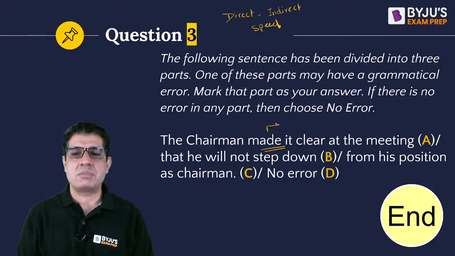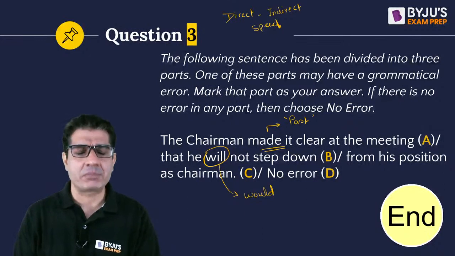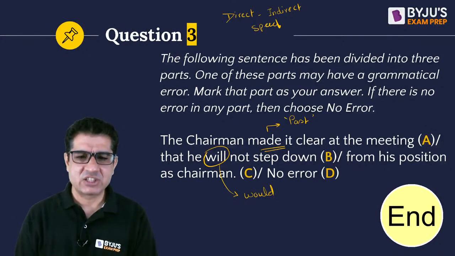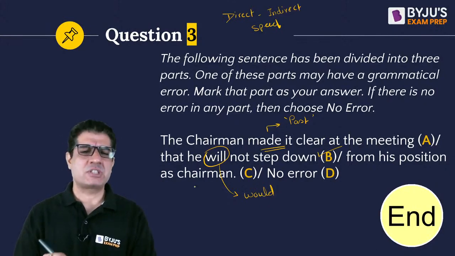So we are talking about the past. So instead of will, it should be would. The chairman made it clear at the meeting that he would not step down from his position as chairman. So the rest of it is fine, and therefore our answer should be option B. So that's question number 3 for you.